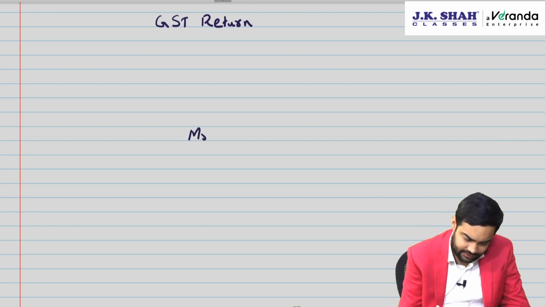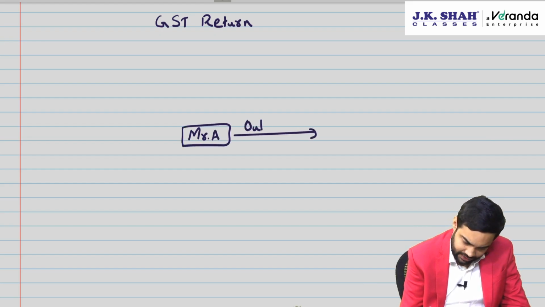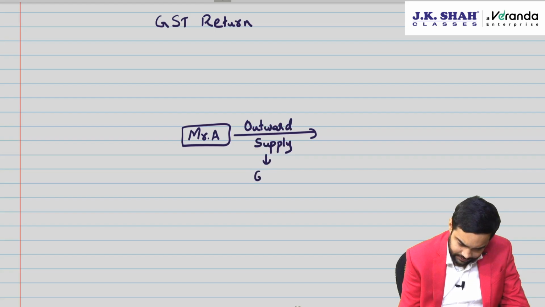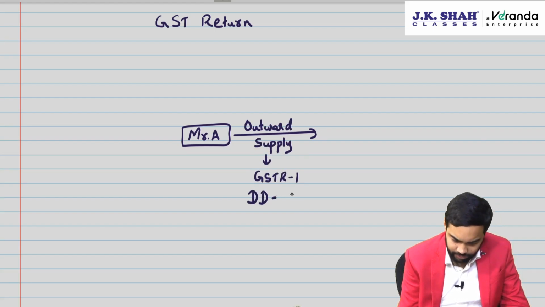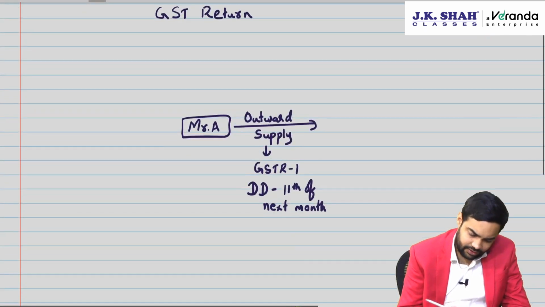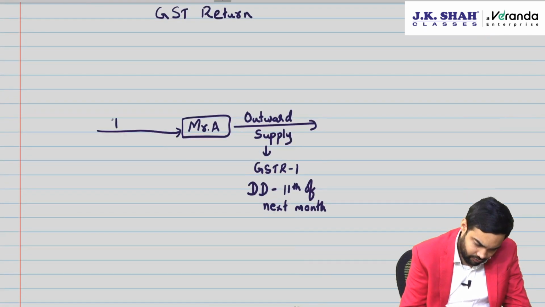Now first, suppose my friend Mr. A is making outward supplies. All these outward supplies are to be reported in a form called GSTR1, and the due date for this form is 11th of next month. Thereafter, for his inward supply, he is not required to file any return.